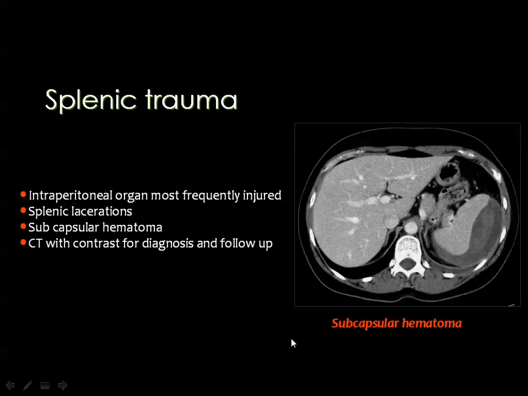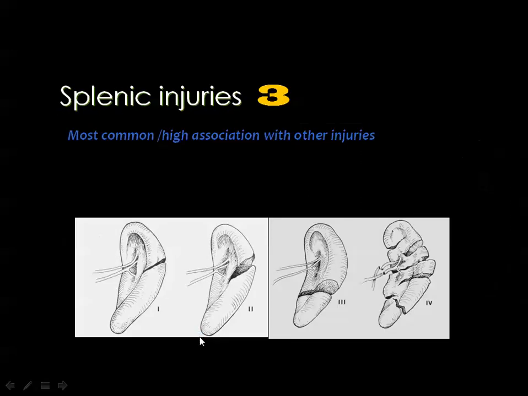Then we came to the issue of splenic trauma, and I have explained this in detail in the section on abdominal trauma. And you remember that whenever you see hemorrhage parallel to the surface of the spleen, and the surface of the spleen is intact, this is diagnostic of subcapsular hematoma.